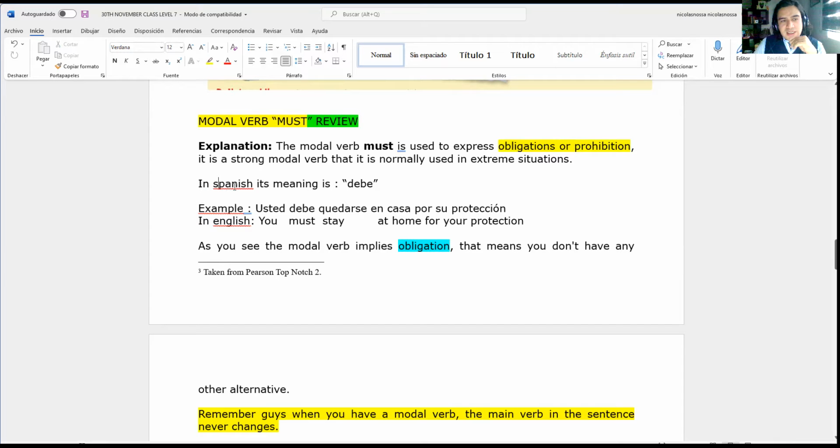In Spanish, the meaning is debe, yeah, must, in Spanish means debe.